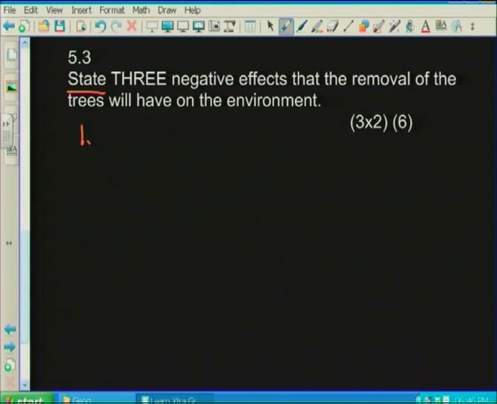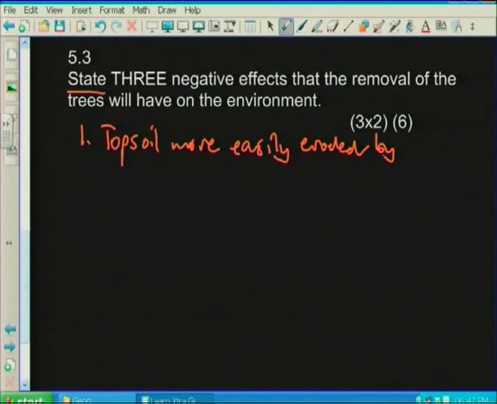The first one, topsoil will be more easily eroded. Why is the topsoil more easily eroded? Because if we've removed the tree which roots the soil together and binds the soil profile, remember, go back to your ecology and all the biophysical geography that you've learnt. Take out the trees and the topsoil is going to be more easily eroded through agents like wind or water, all of those things that erode the soil. Okay, 2 marks.